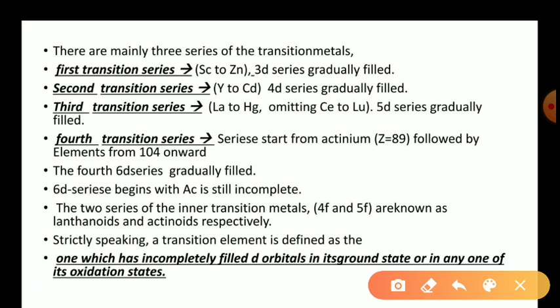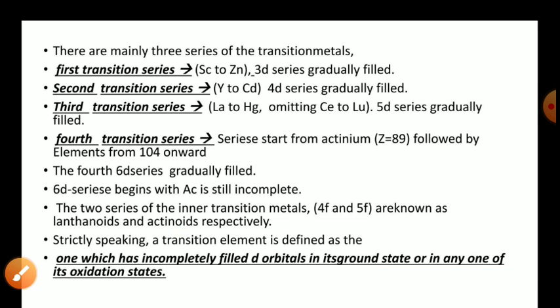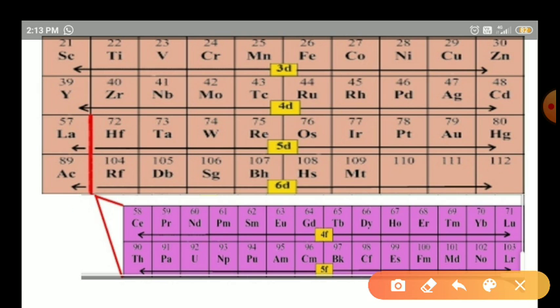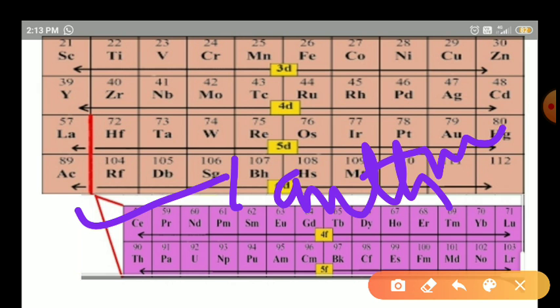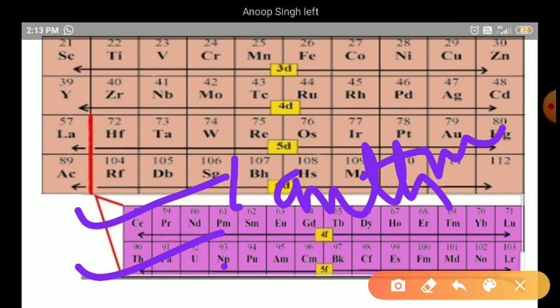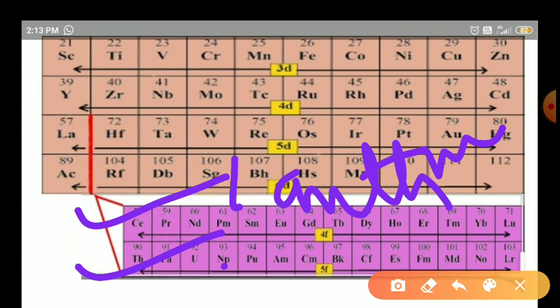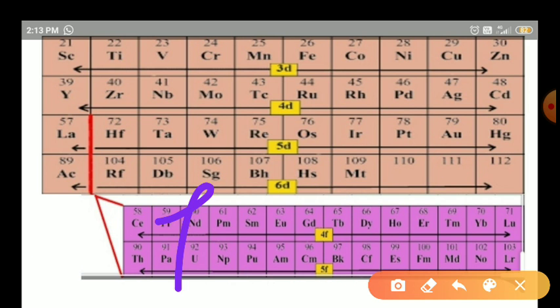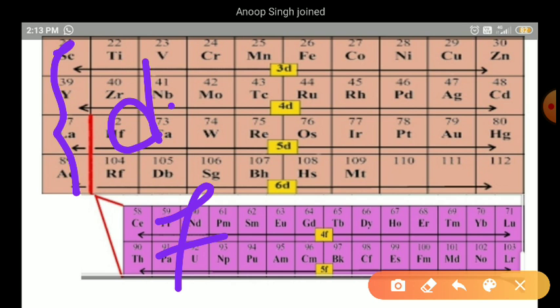Whatever elements are there, two different series are distinguished, the 4f and 5f orbitals, which we call the lanthanides and actinides. These are the lanthanides, and this is the actinides. In the lanthanides and actinides the electrons occupy the f orbitals, and in the D block the electrons occupy the d orbitals.